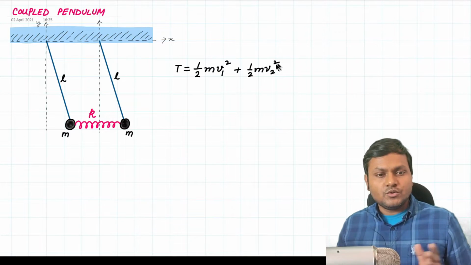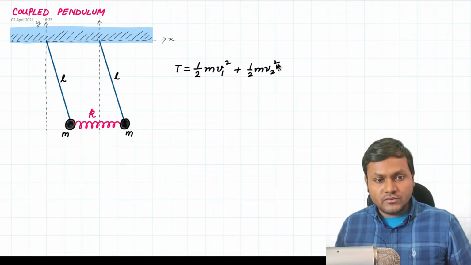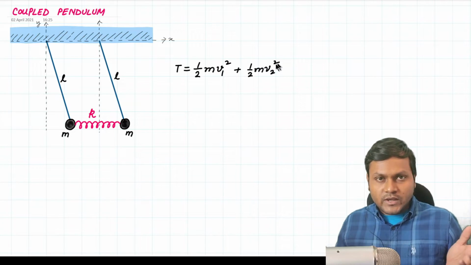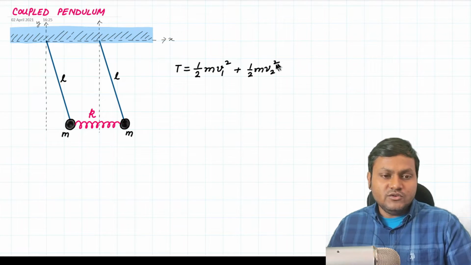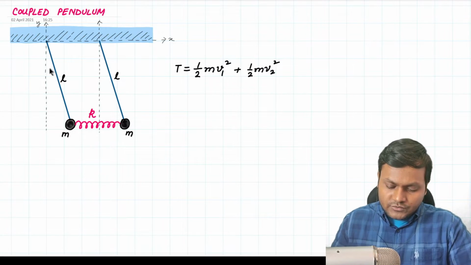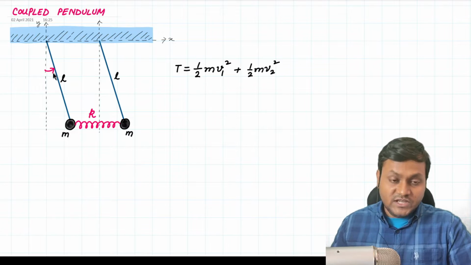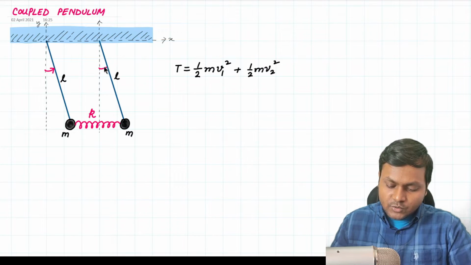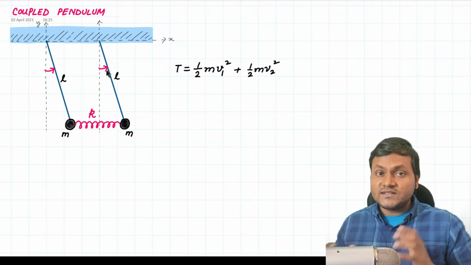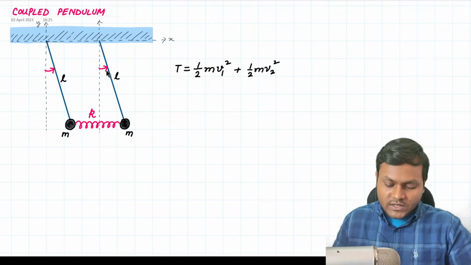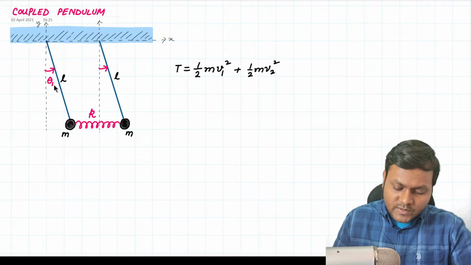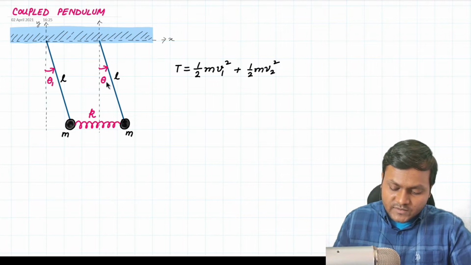However, we need to associate some kind of coordinates with this motion, right? We can do that using xy coordinates, but since this is a motion that is restricted to the plane, and the radial displacement is always constant, I'm simply going to use the angular displacement of each mass. The angular displacement of each mass is going to specify to us where the entire system is at any given point in time, because the lengths of the pendulums are fixed. So let's suppose the angular displacement of the first pendulum is θ1 and the angular displacement of the second pendulum is θ2.